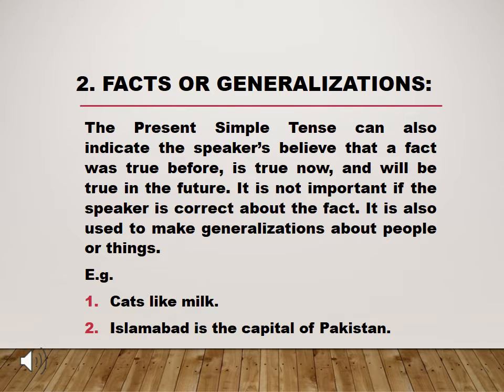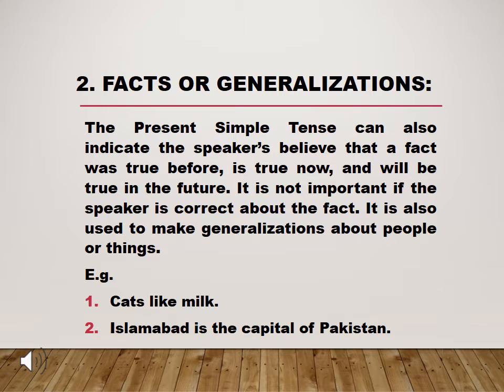Now, let's talk about facts or generalizations. The present simple tense can also indicate the speaker's belief that a fact was true before, is true now, and will be true in the future. It is also used to make generalizations about people or things.